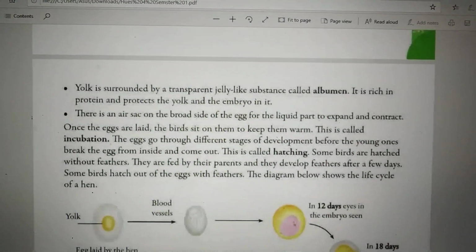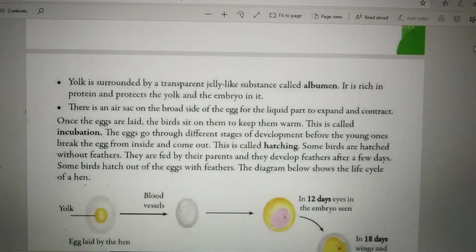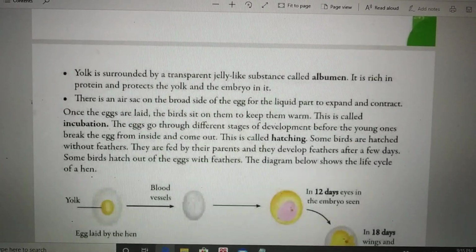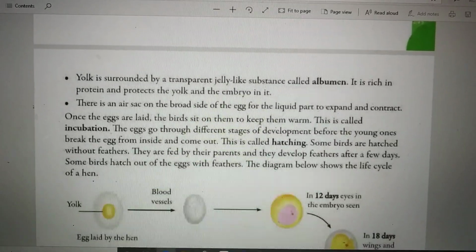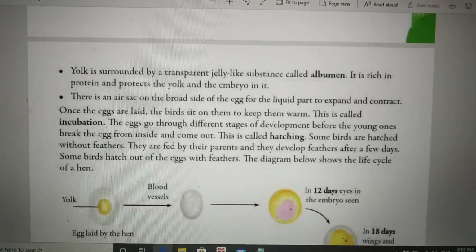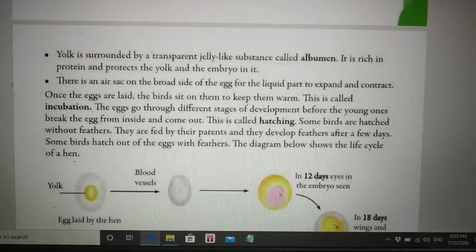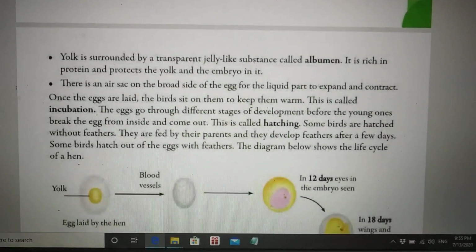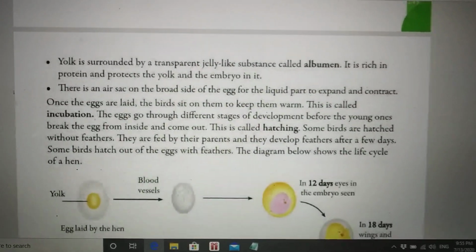Once the eggs are laid, the birds sit on them to keep them warm, and this is called incubation. The egg goes through different stages of development, and then the young ones break the egg from inside and come out. This is called hatching. That means when the mother bird sits upon the eggs, they hatch out after a certain period of time. That process of a new baby coming out of the egg is called hatching.